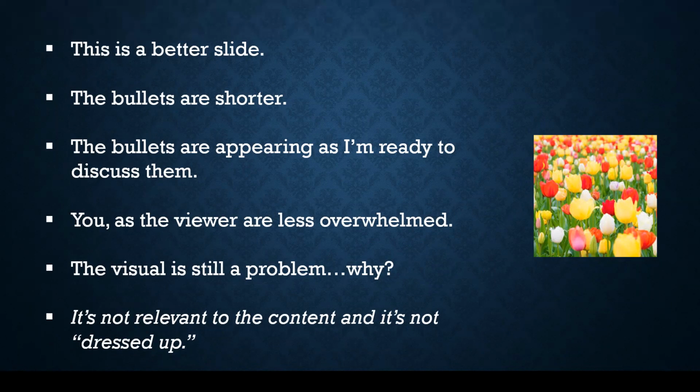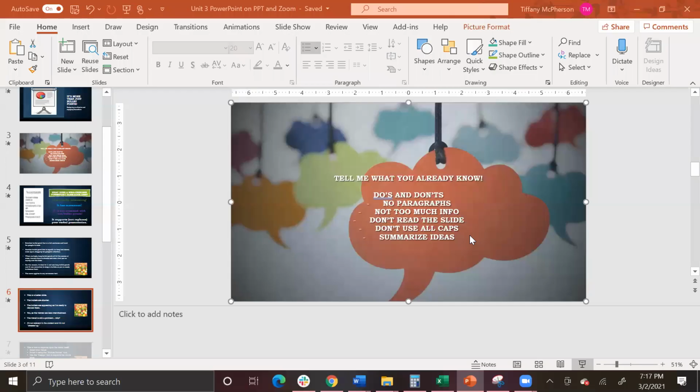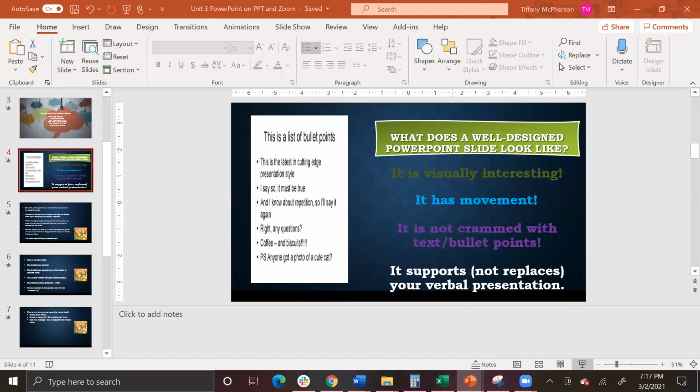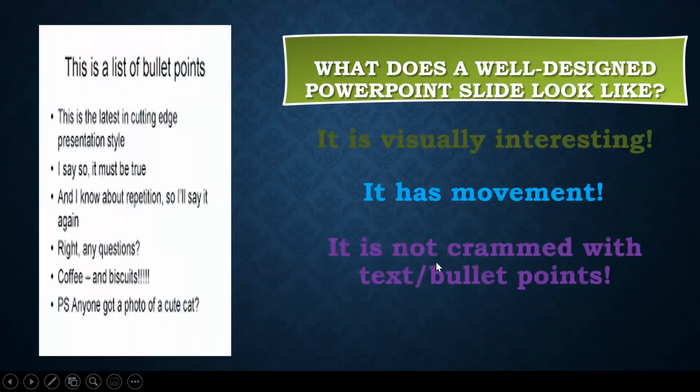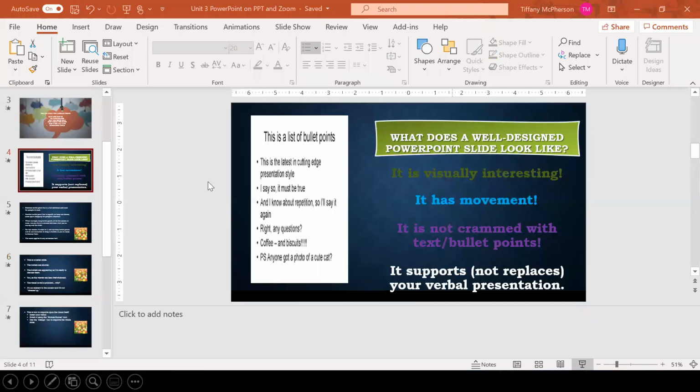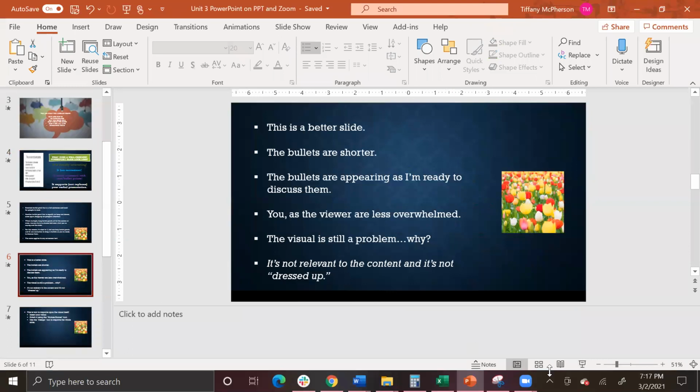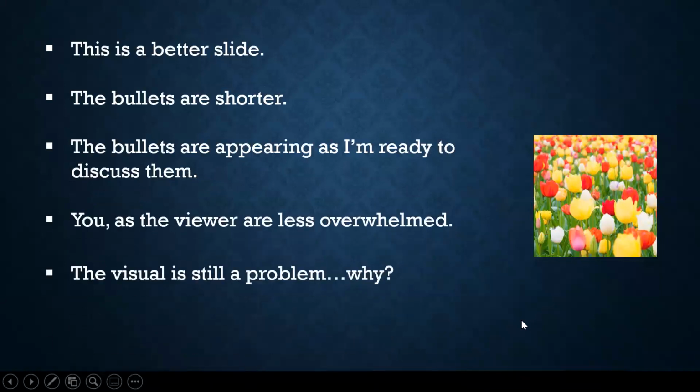Think of a relevant visual for your slide. In this case, I could use another list of bullet points like I did here on this slide. My visual is this over here on the left. So since I was talking about not overwhelming a slide with bullet points, I used a visual that represented what I was saying not to do. What I mean by it not being dressed up, I'm going to show you on the next slide.